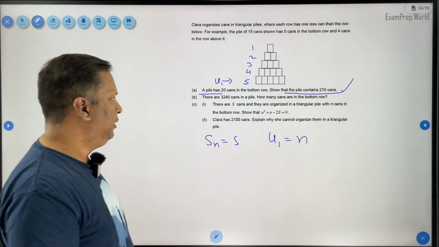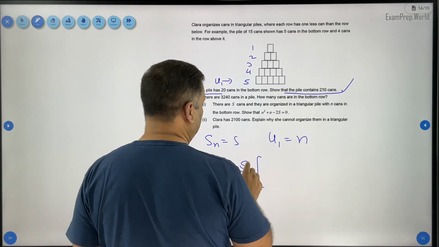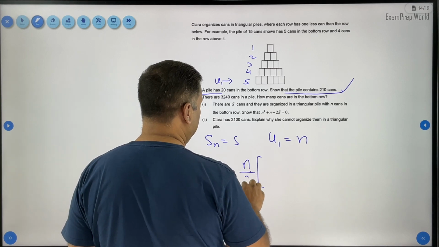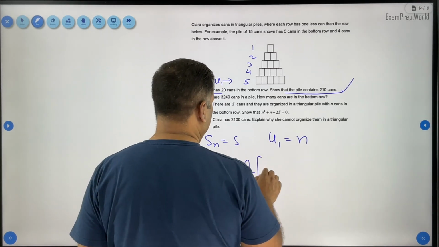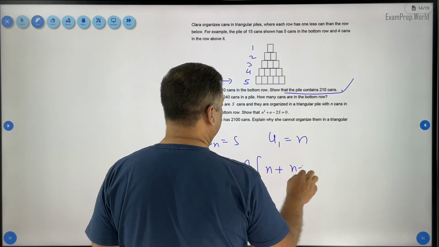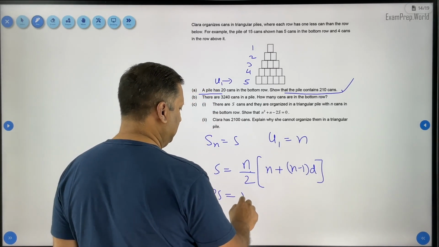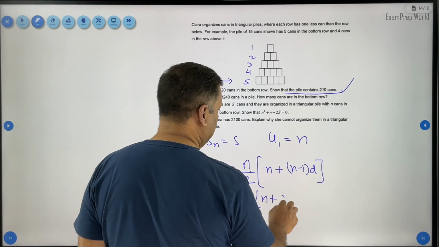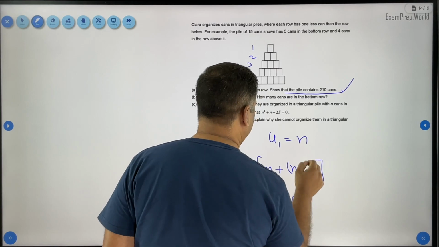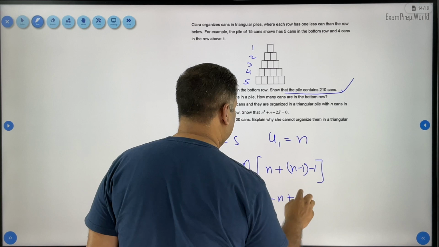So we will write the Sn formula here. S equals n by 2, because the number of rows is the same, times (u1, which is n, plus (n minus 1) times d). So multiplying by 2, it becomes 2S equals n times (2n plus (n minus 1)d). d is negative 1, so I will write negative 1 here. So it becomes minus n plus 1.